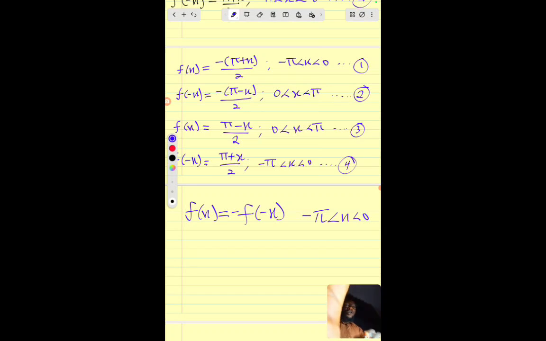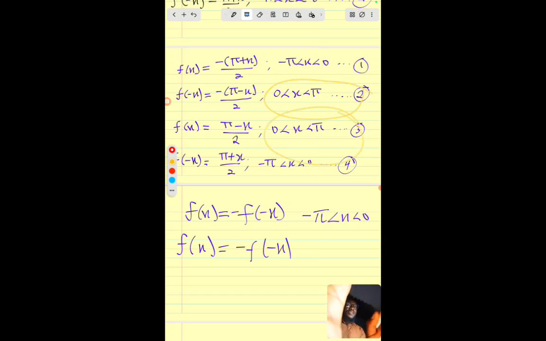If I take the second one, which is f of x again, it is equal to minus f of minus x. That is dealing with equation 2 and 3. This is my equation 2 and my equation 3. They are on the same interval.